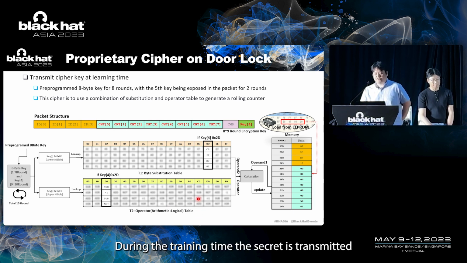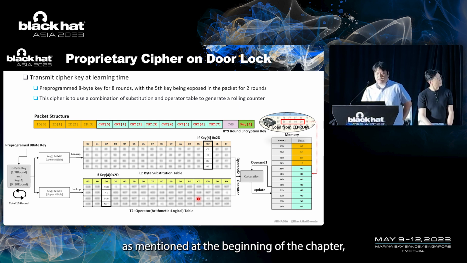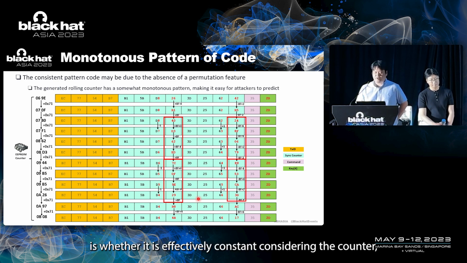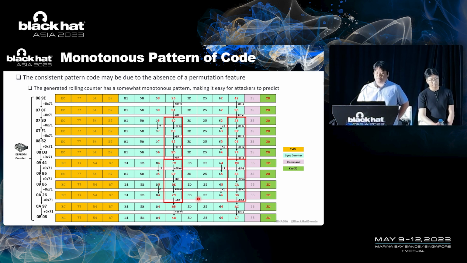During the running time, the secret is transmitted, which can be referred to as a pre-programmed cipher key using a rolling mechanism, as mentioned at the beginning of the chapter. Then it can be seen that the key factor in the security of this algorithm is whether it is effectively considering the counter. The analysis of the collected packets reveals some interesting findings.